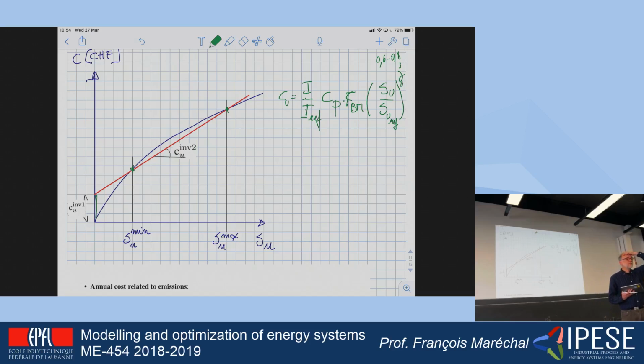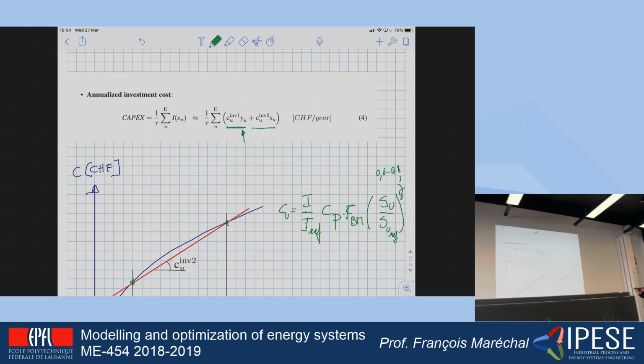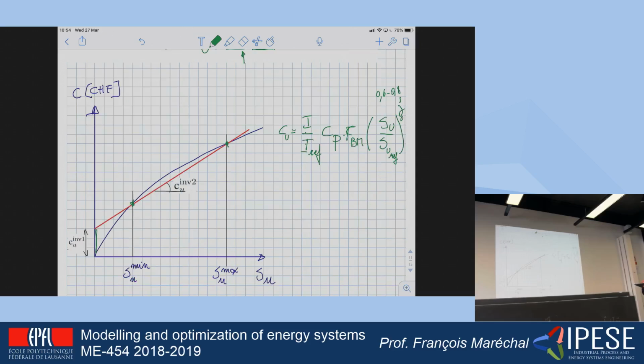Yeah? Can you repeat what the third factor in the cost function was? The handwritten. The one by hand? This one? No, the one you wrote with the green by hand. This one here? Yeah. Okay, so this is the official mathematical formula to estimate the cost of investment of the unit U.